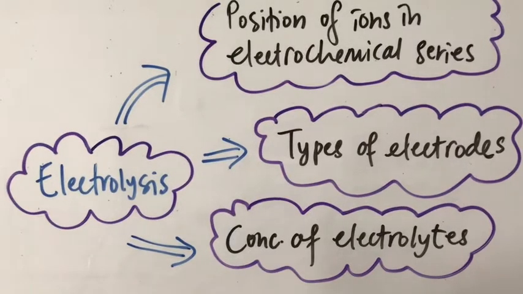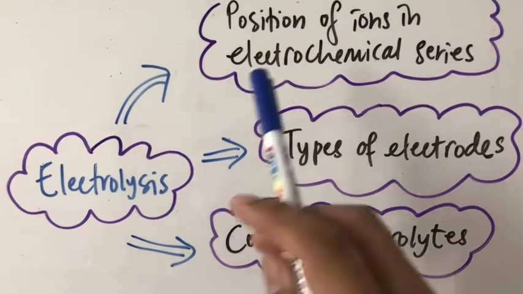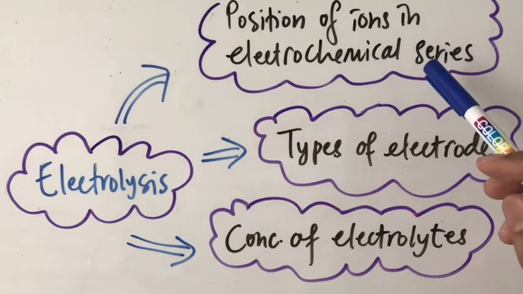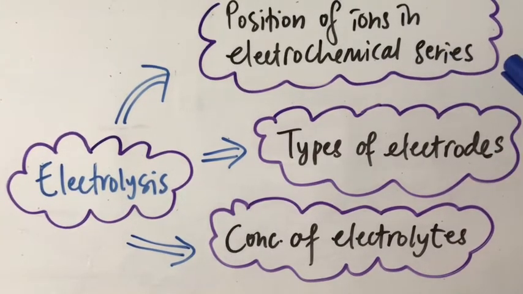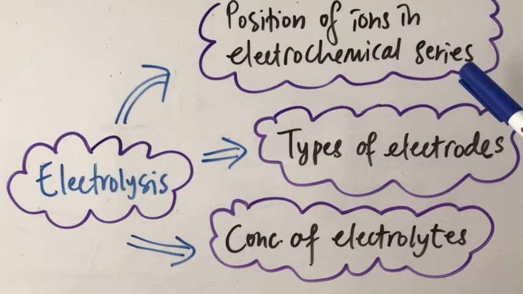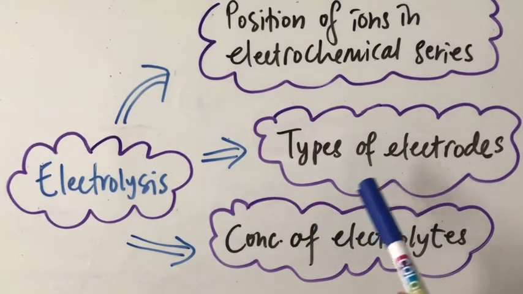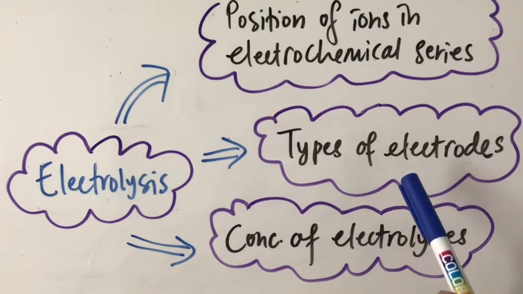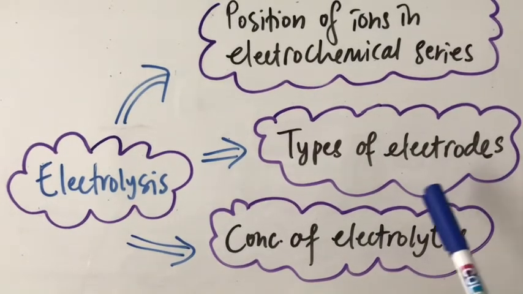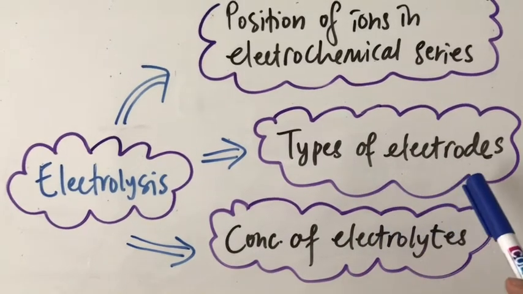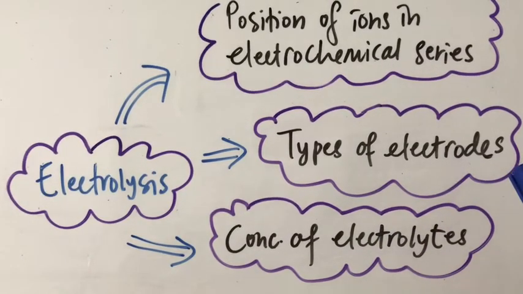There are three factors that affect the electrolysis process. The first one is the position of ions in the electrochemical series. Here we look at the standard reduction potential for the half equations involved in the system, whether the standard reduction potential is more positive or more negative. Secondly, the type of electrode used in the system, either an inert or active electrode. Inert electrodes can be carbon graphite and platinum, while active electrodes can be copper or zinc.